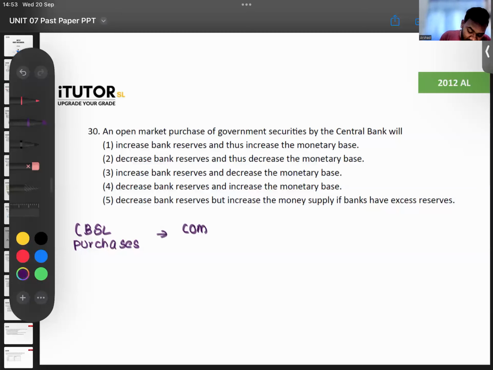So if the commercial banks sell, what happens to the reserves in the commercial bank? Reserves of commercial banks, in other words, currency held by commercial banks, which is also a part of high-powered money, the monetary base, right? The reserves increase. If the reserves increase, what happens to the amount of loans the banks can give? Loans the banks can give will increase. If the loans the banks can give increase, what will happen to the money supply?